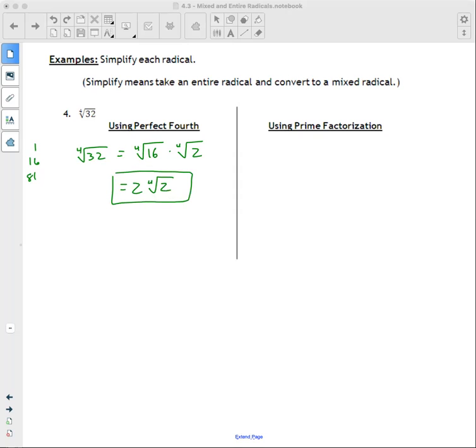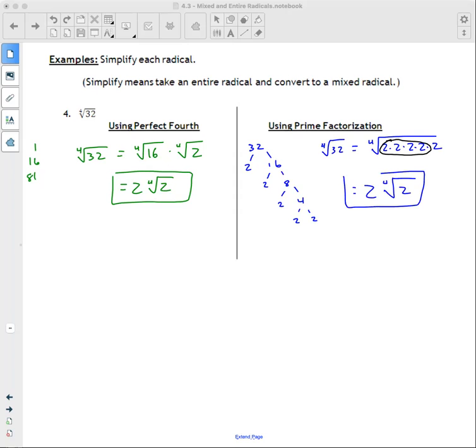Okay, prime factorization using our factor trees. So 32 breaks down to 2 and 16, 2 and 8, 2 and 4, and 2 and 2. Okay, so the 4th root of 32 is equal to the 4th root of 2 times 2 times 2 times 2 times 2. Take out a group of 4 because we're doing perfect fourths. And that equals 2 times the 4th root of whatever's left behind, which is just 2.